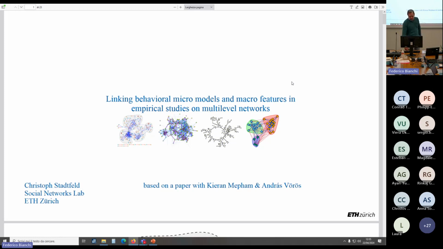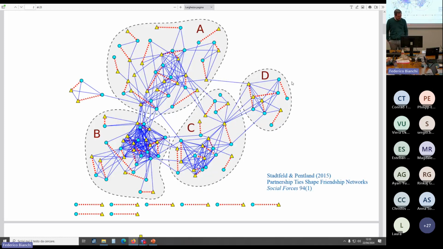This is a paper together with Kieran Mappin and Andras Varish. What we do in our research group at the Social Networks Lab is a lot of empirical networks research. We work with very messy network data that look like this. It's always a combination of empirical work, theorizing, and statistical methods to answer questions we derive from theoretical arguments. I'm going to give two short examples for the meta part of my talk before showing the Coleman boat, which I added to my slides.